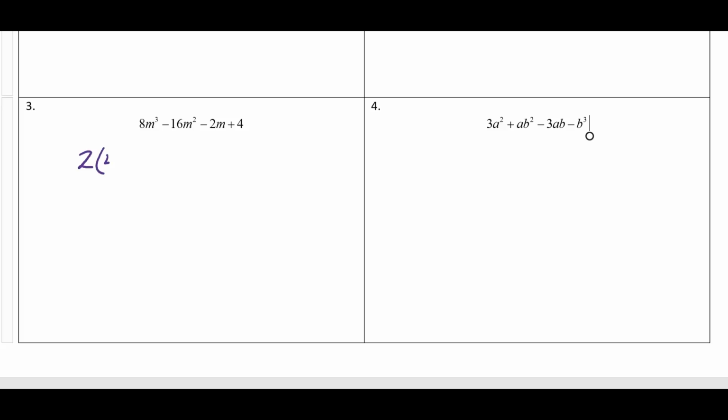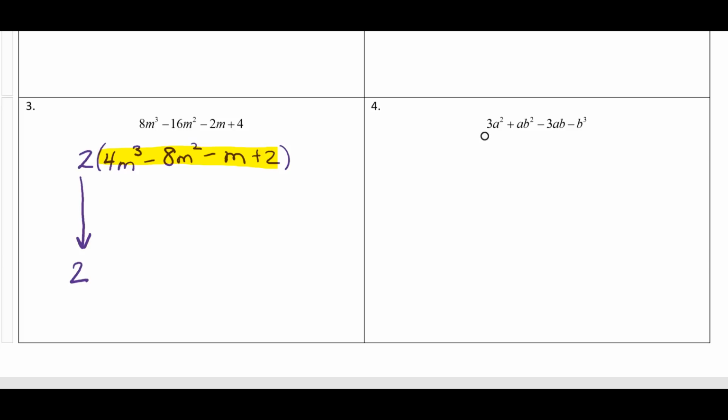So that means we're left with 4m cubed minus 8m squared minus m plus 2. So this 2 out in front, this greatest common factor, is basically just going to come down into our final answer. So we're really not going to use it, but we are going to look at this 4-term polynomial in the parentheses. So the first thing we have to do is group just like before.